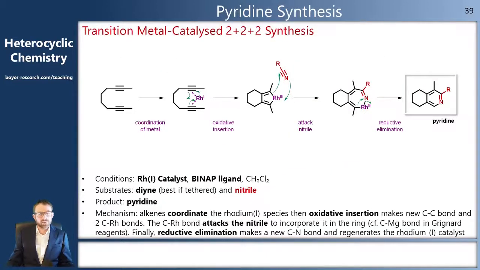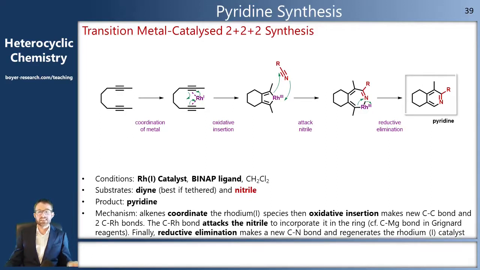So an alternative approach to synthesizing pyridines involves constructing the 6 members of the ring from 3 separate pi systems. And this is a transition metal catalyzed 2+2+2 synthesis. So 2 of our pyridine atoms will come from alkynes, and this reaction works best if the 2 alkynes are tethered together, because the 2 alkynes make a great ligand for a rhodium catalyst.